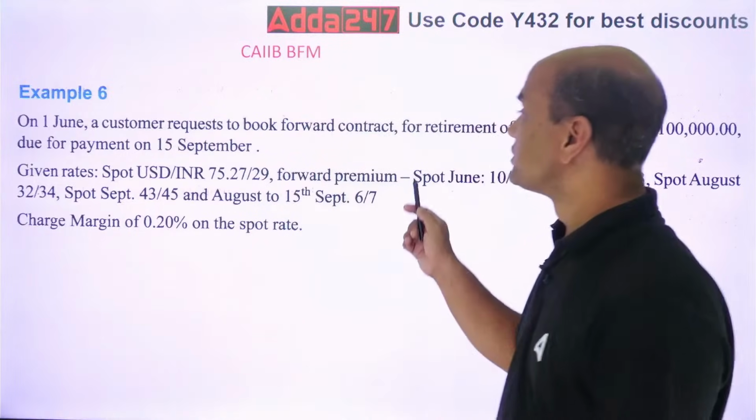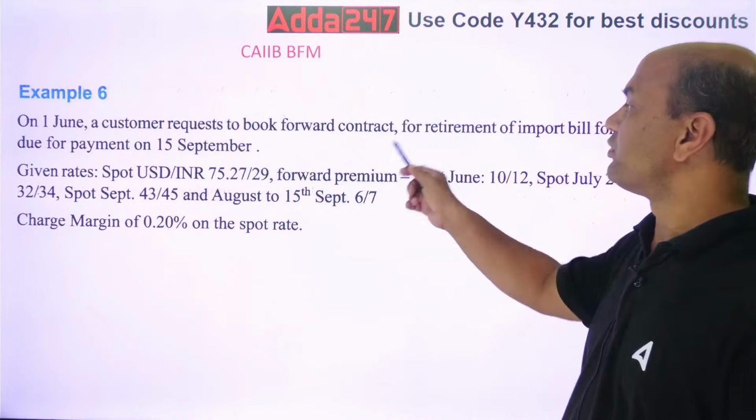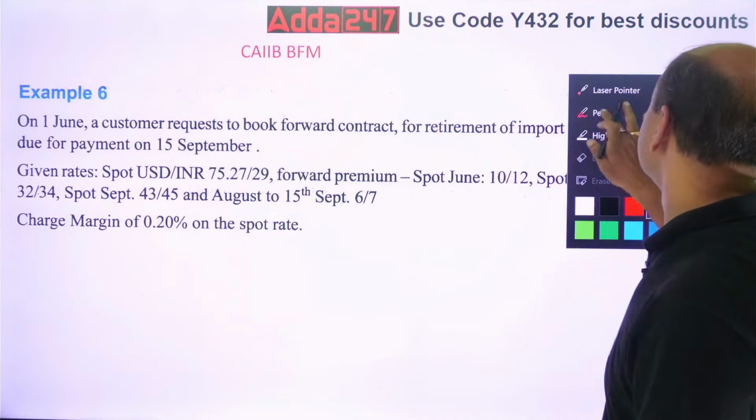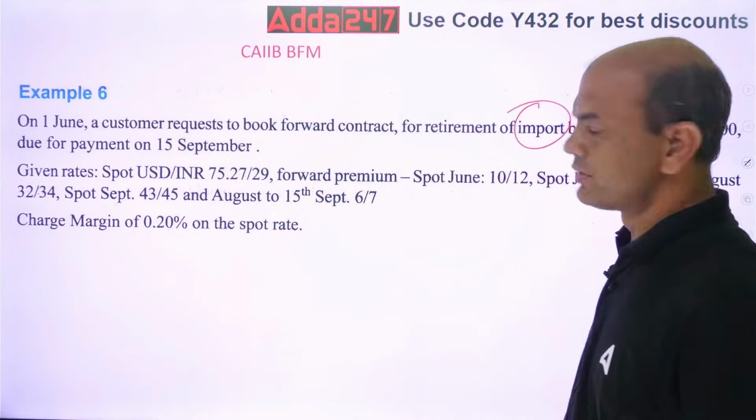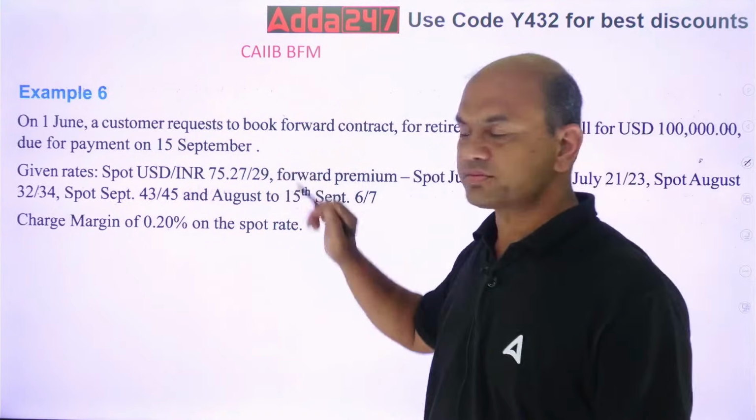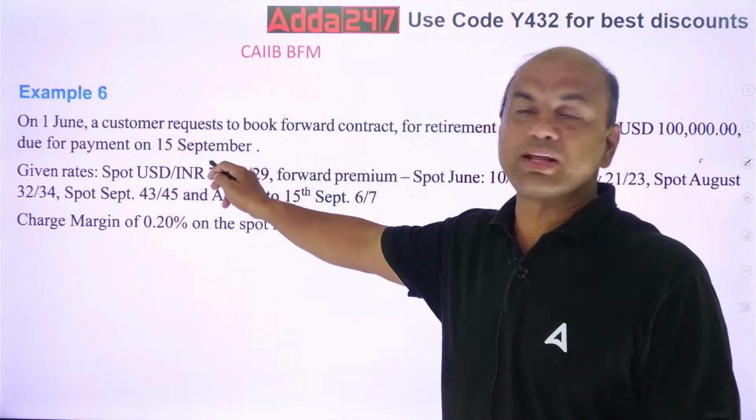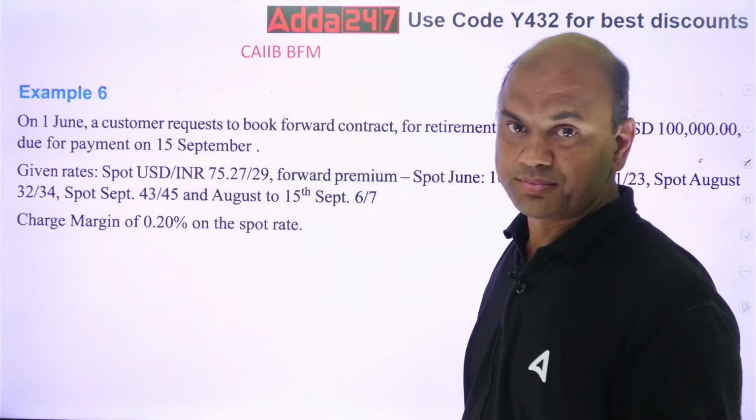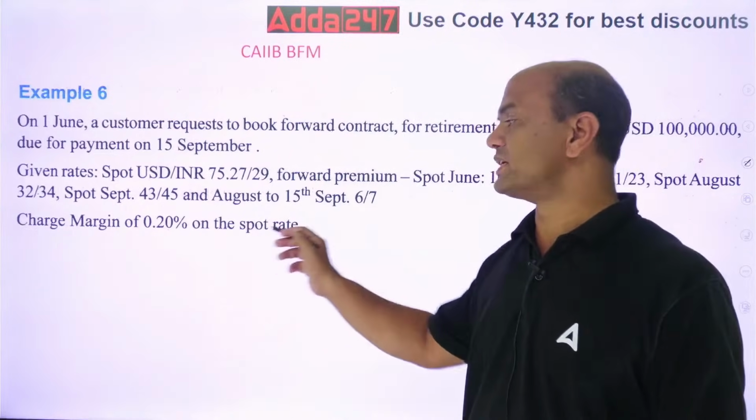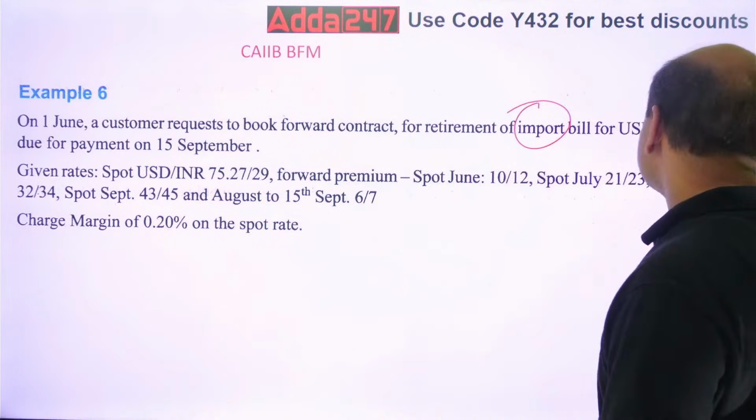So let's start. Firstly, understand what the case is: booking a forward contract for retirement of an import bill. Kindly note a few points. First is import bill. Whenever you have an import bill, you have to take the right side. Number 2, due for payment on 15th September, so it is in the middle of September. Then a margin of 0.2% on the spot rate. Got it? So let's start.